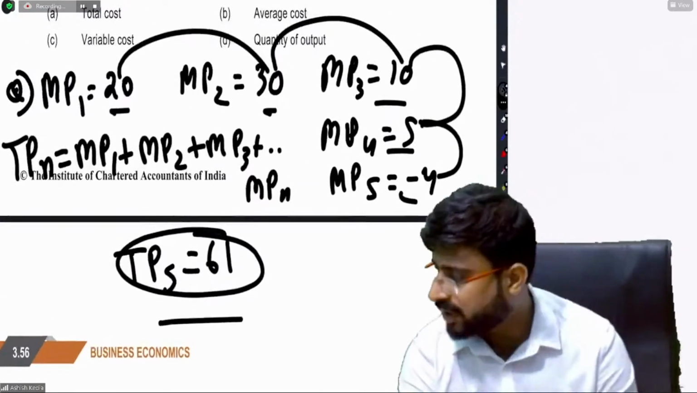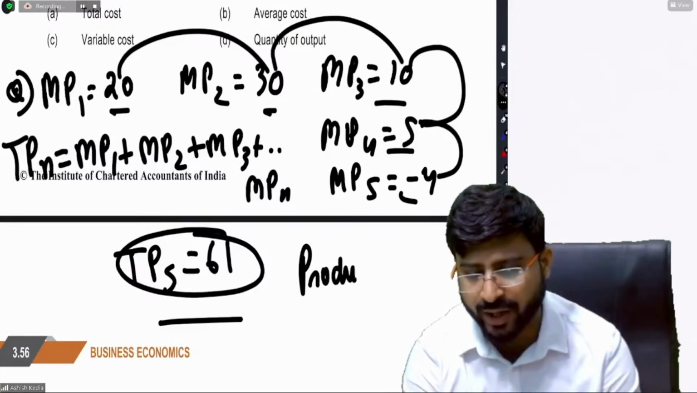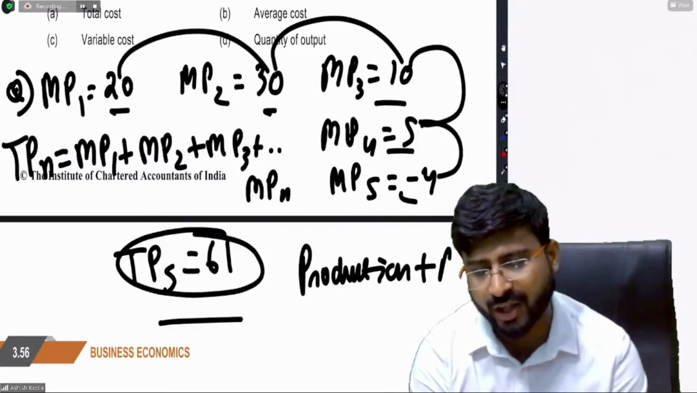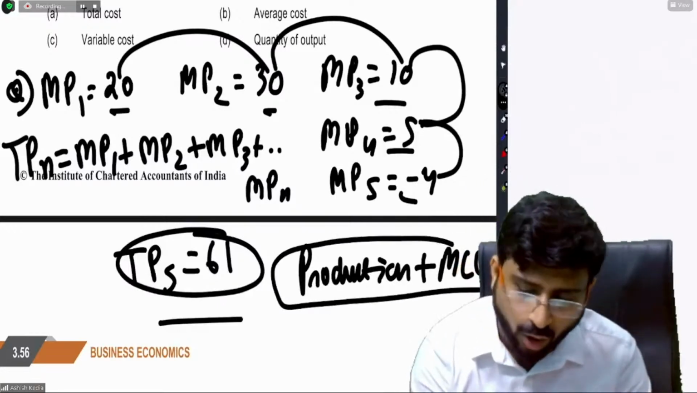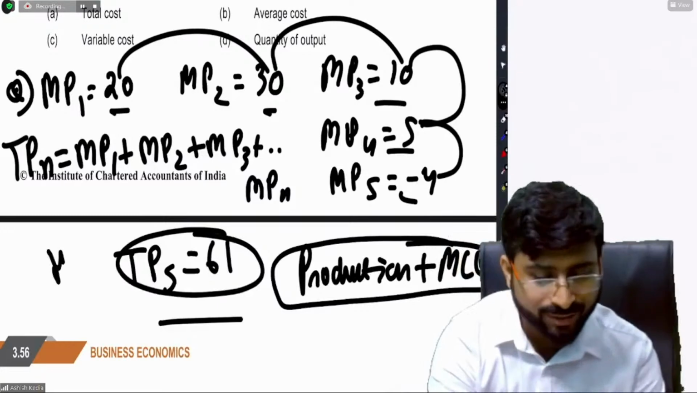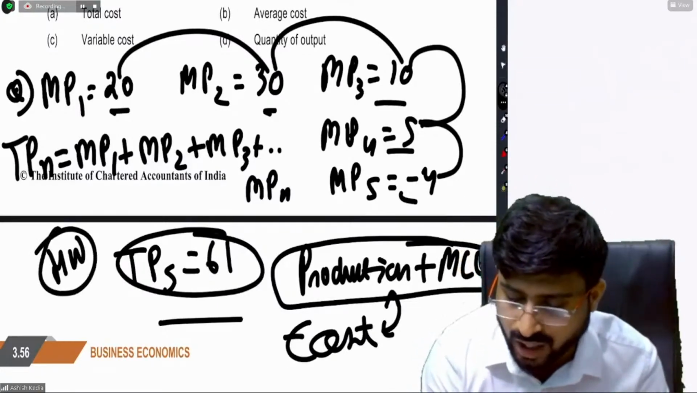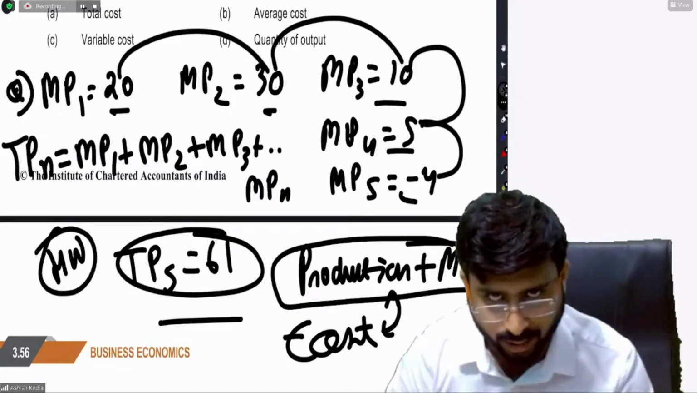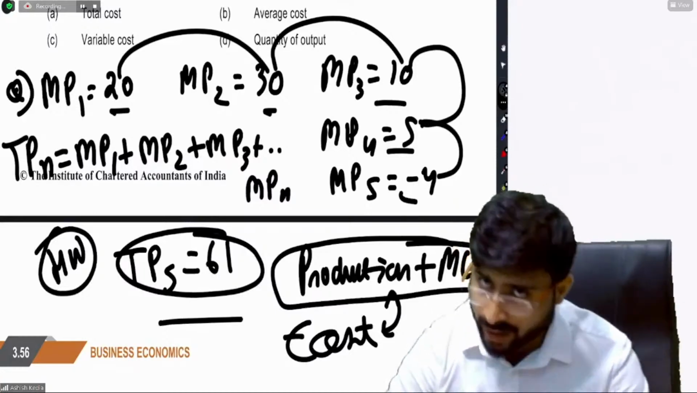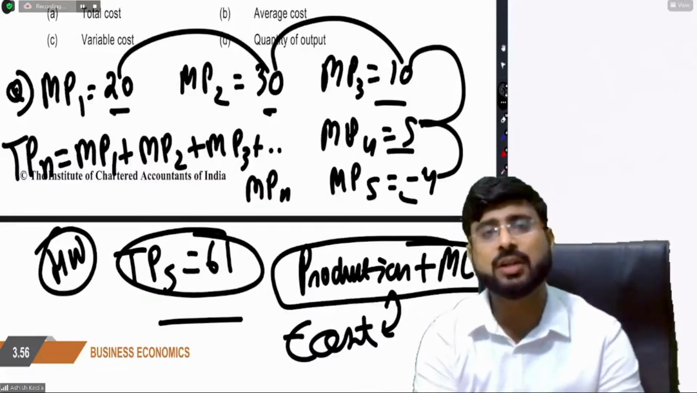And with this, we have also completed our chapter production plus institute's MCQs plus MCQs of class. Homework is to revise this because next day we will be starting cost, and production and cost are quite interrelated to one another. So if you understand production better, cost will be even clearer.